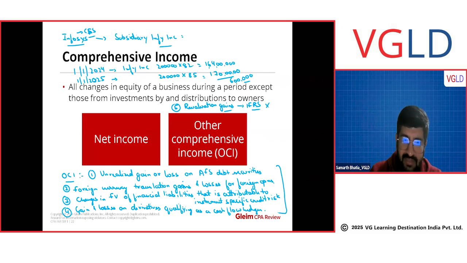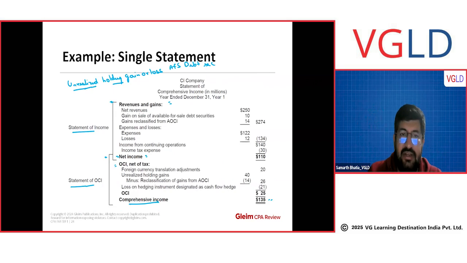If you can see here, we have written unrealized. And what is written in this third point is gain on sale. It's a realized gain, not an unrealized gain. When the gain is realized, it becomes part of the income statement. Till the time the gain is unrealized, it is part of OCI.